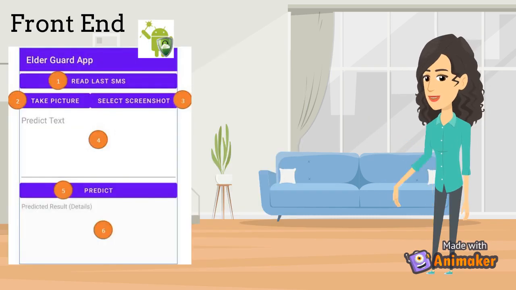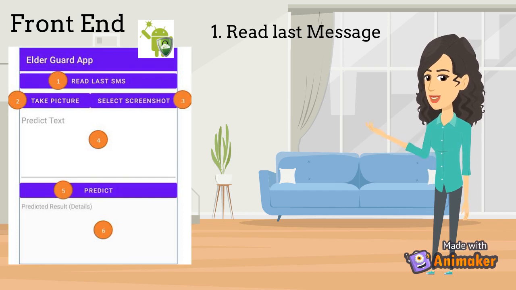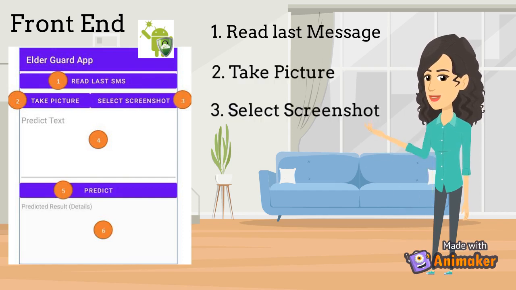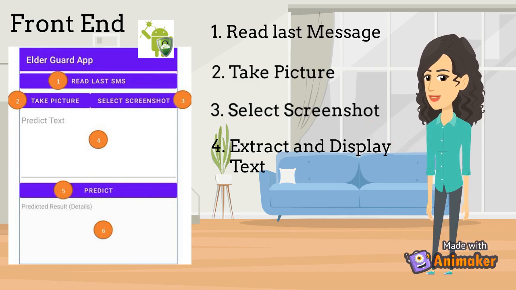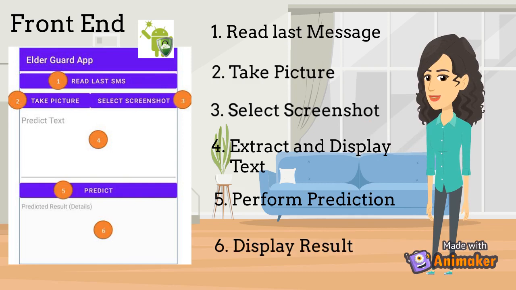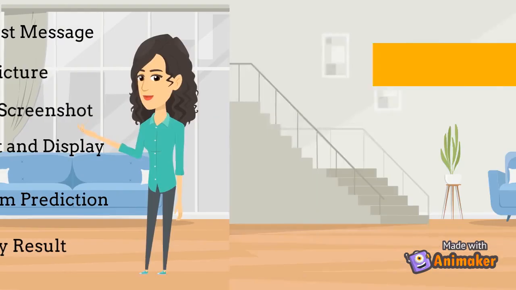For the front end, the team has developed an Android application for the end users. From the interface you see here, users can interact with the application using these functions provided by ElderGuard. First, read last message. Second, take picture. Third, select screenshot. Fourth, extract and display text. Fifth, perform real-time prediction. Last but not least, display result as safe or unsafe.